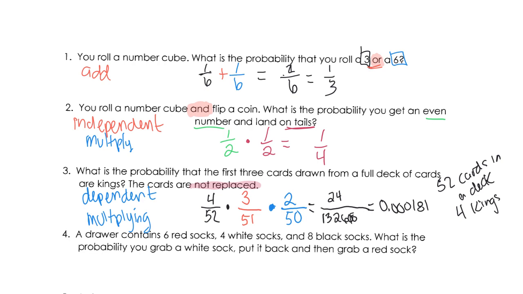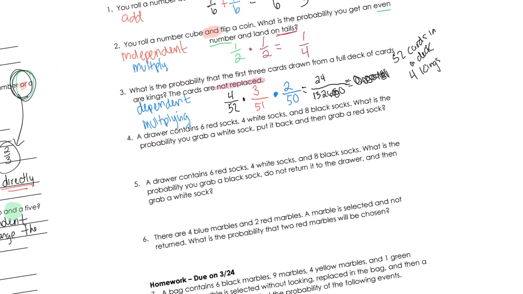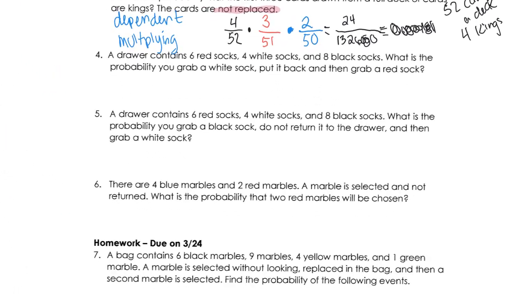Let's see. When you plug this in the calculator, you should get, if you round a little bit, 0.000181. Okay, so just be really careful there. Look at these first 3 examples when you're doing the next 3 for me. Okay, so pause the video. I want you to do the next 3 and check your work, and make sure you label whether it's independent or dependent. Okay, that's part of the process. So pause, check your work, and then go on to the homework.